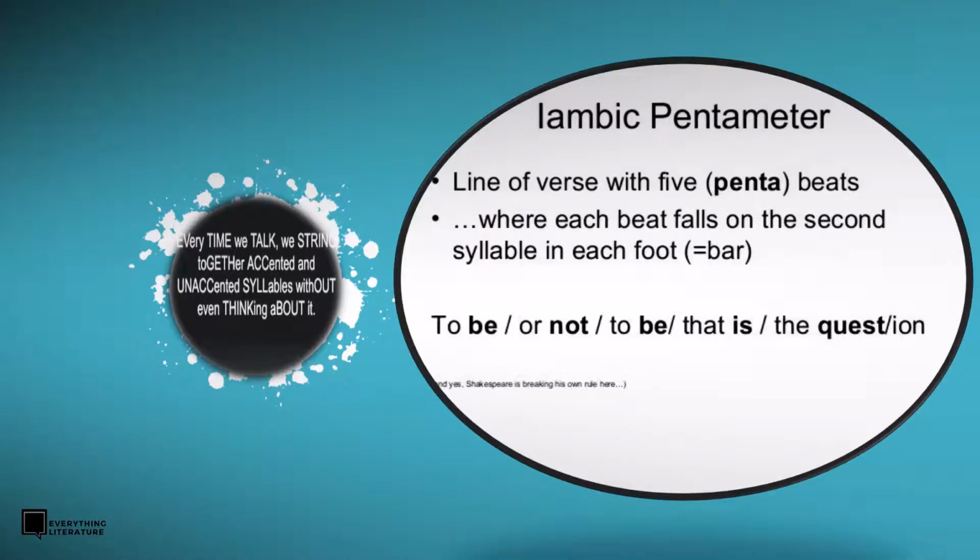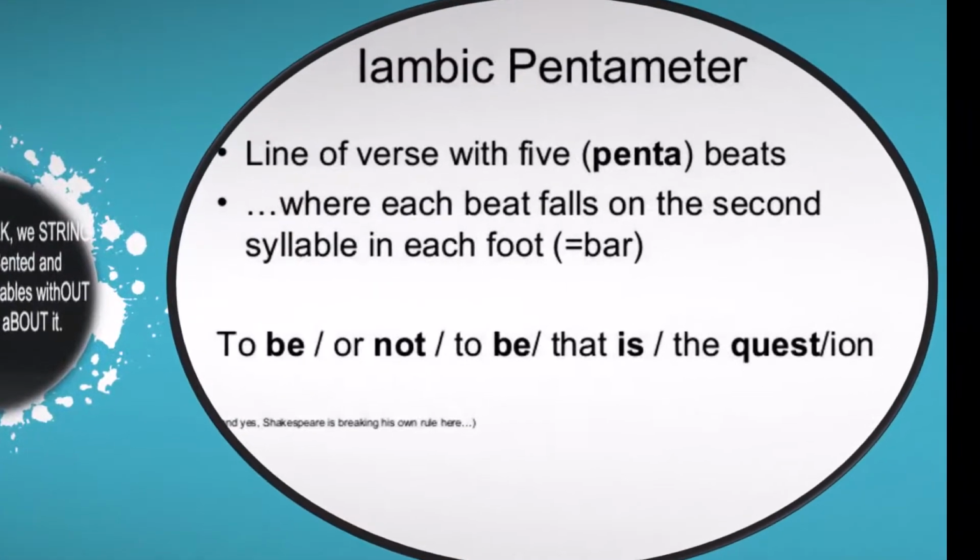Okay, let's delve into it fully. Take a look at this. Iambic pentameter simply means a line of verse with 5 beats. It is penta, 5, where each beat falls on the second syllable. So within da, dum, the one we count as the beat is usually the stressed one, the one that is stronger than the first one, okay? And that is usually the second syllable.